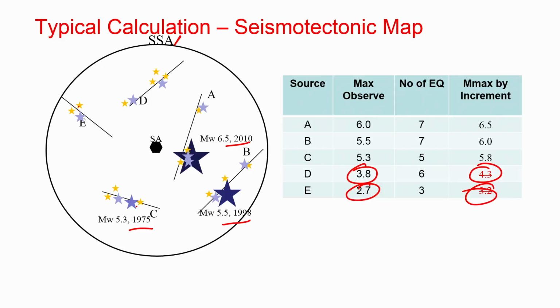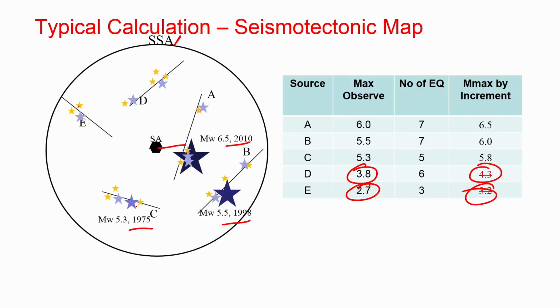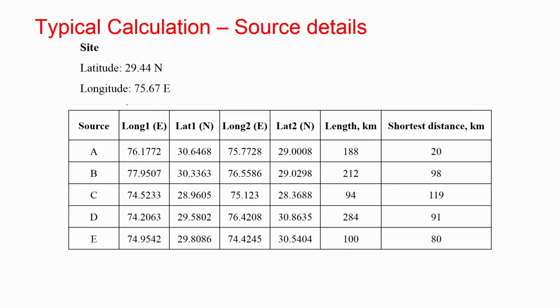Okay, we did homogenization, conversion, everything. It is now ready for hazard analysis. So, let us see the source and the length, the starting and end length, and estimate a length, and then the shortest distance to the site. Using this perpendicular line you can estimate the shortest distance to the site. That has also been estimated using Excel.